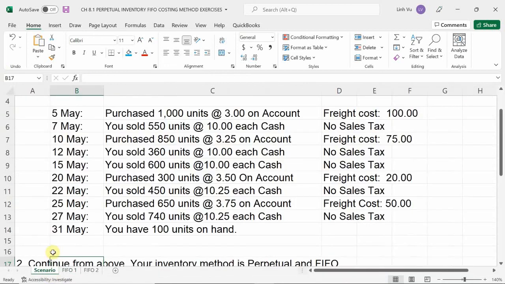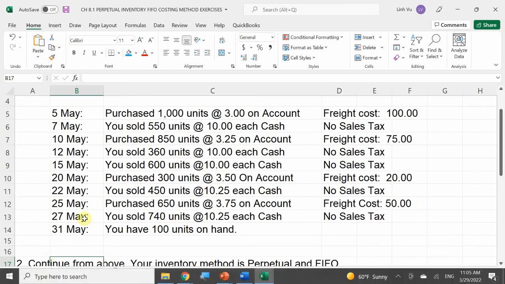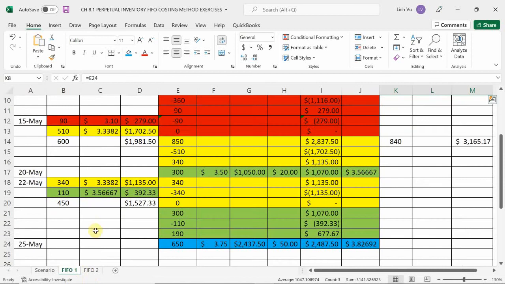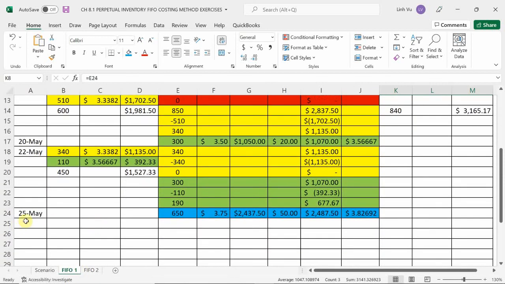All right, last sale we have here on May 27. We end up selling 740 units at $10.25 each. And of course, by May 31st, I should have a total of 100 units left on hand. Therefore, I'm going to plug it in right here. May 27, and we need to sell a total of 740 units.